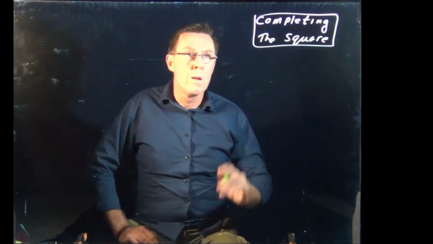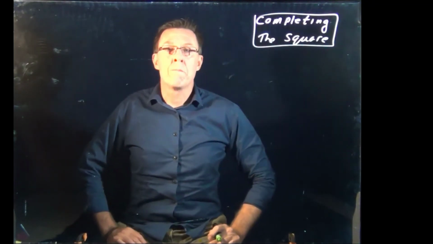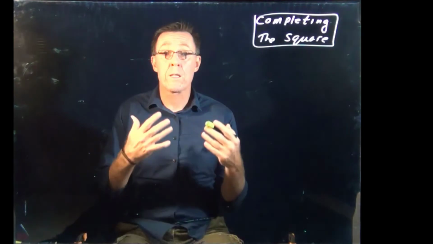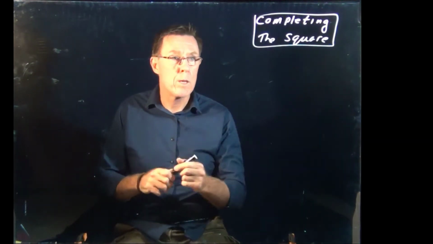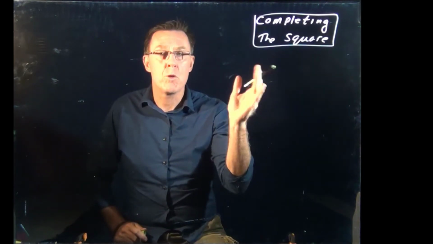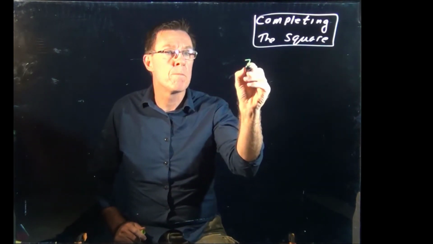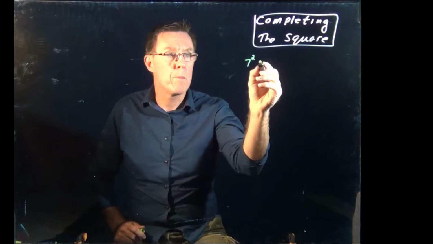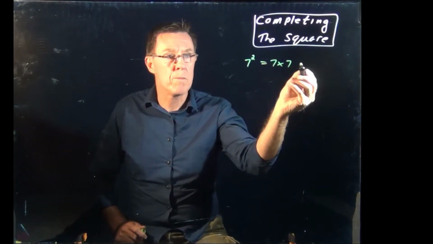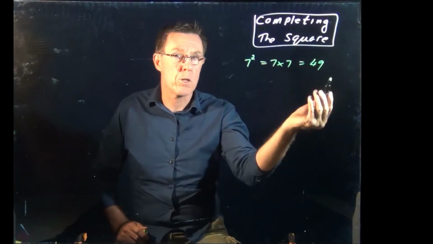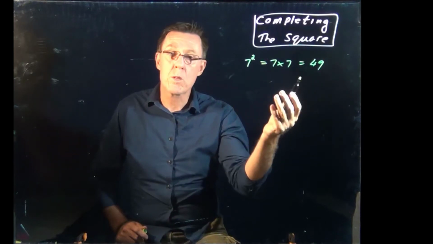Now on this video, completing the square, we're going to turn quadratics into perfect squares. First of all, what does that mean? Now, you understand square numbers. 7 squared is a square number because it's 7 times 7. So 49 is a square number. So we can do the same thing with quadratics.